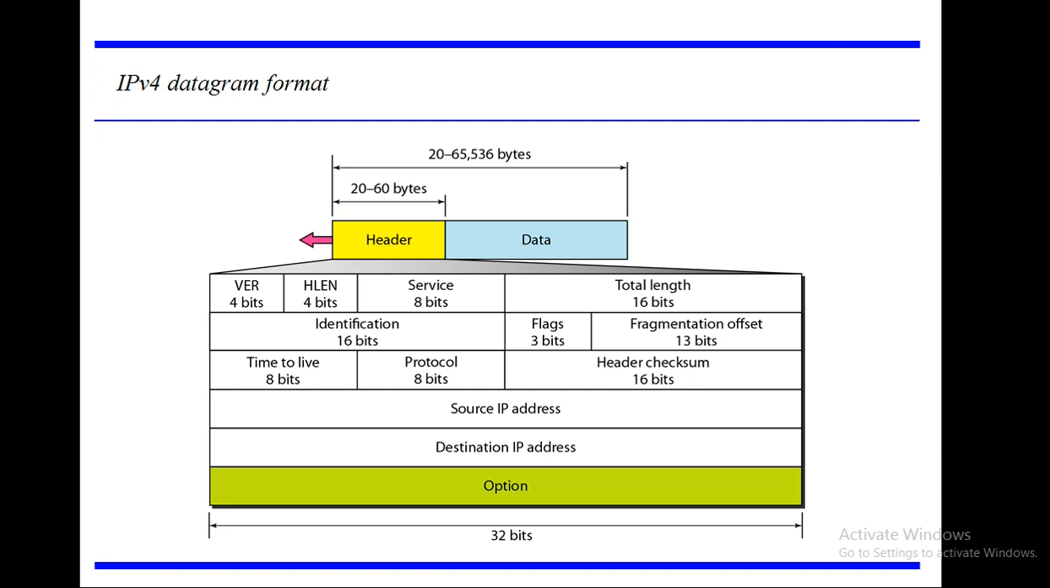And next are the source address and destination address. The source IP address will be 32-bit. Obviously we know that IP version 4 uses 32-bit addresses, and the destination IP address will also use a 32-bit address. The next one is options.